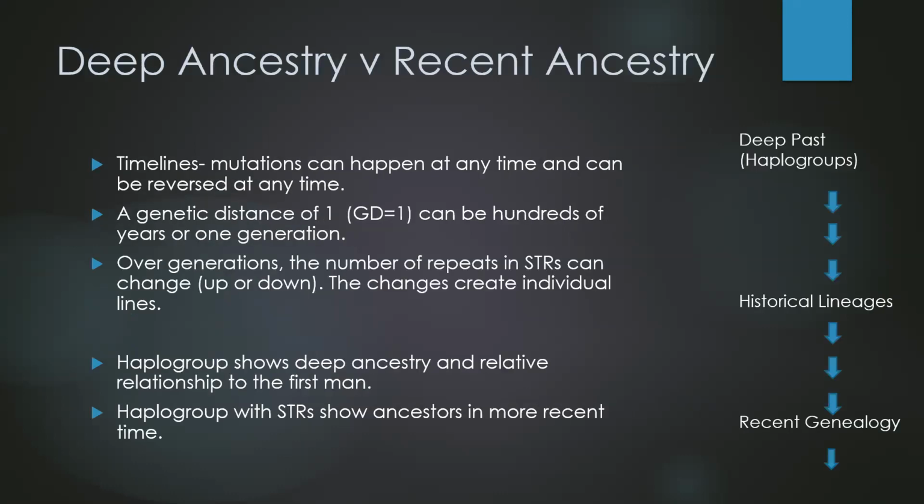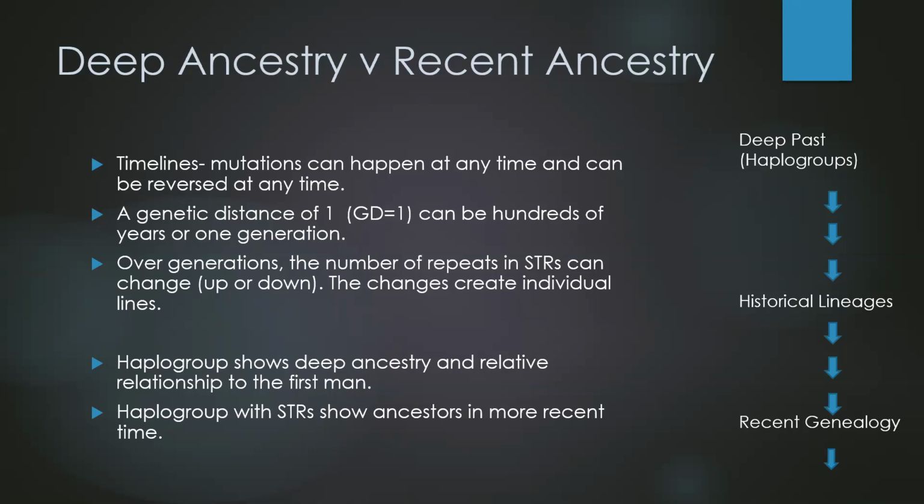Remember, we're always talking about deep ancestry versus recent ancestry. The timeline is important. The mutations can happen at any time. They can be reversed at any time. Genetic distance of 1 can be hundreds of years old, or it can be 1 generation. So 2 brothers can be a genetic distance of 1. A father-son can be a genetic distance of 1. But the most common case is a genetic distance of 0 between your brothers and your father.